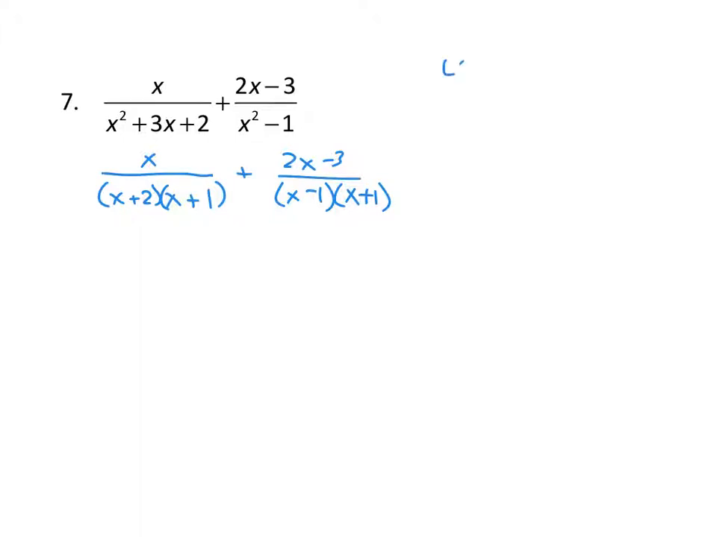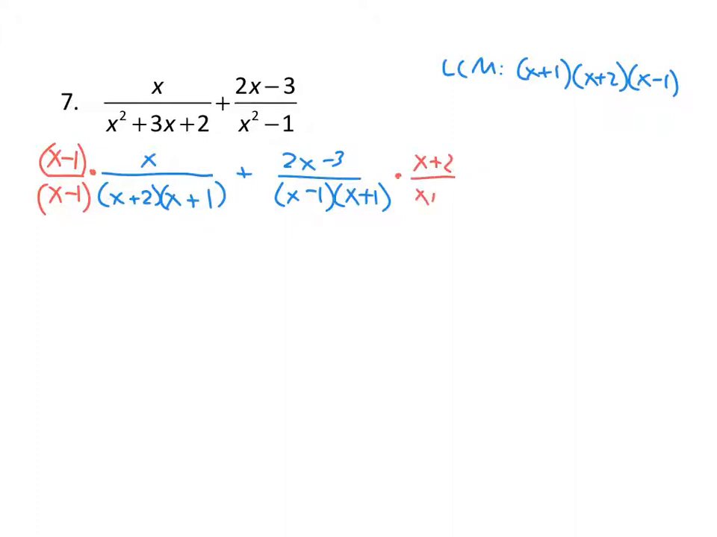So for our least common multiple, they already have x plus 1 in common. They both have that, so that's going to be part of the least common multiple. The one on the left has an x plus 2, and the one on the right has an x minus 1. So all three of those factors need to be in the least common multiple. So our first fraction is going to be multiplied by what it's missing, which is the x minus 1 over itself. And the second one is missing the x plus 2. So I'm going to multiply by x plus 2 over x plus 2.